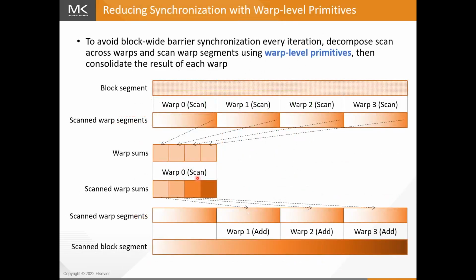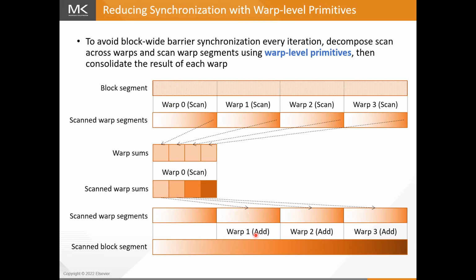We also looked at using warp level primitives to further reduce the synchronization. We learned that threads in the same warp can communicate with each other and synchronize with each other in a way that is faster than threads in different warps. So we took advantage of that by decomposing our block segment into a segment for each warp, having each warp perform a scan of its own warp level segment, and then taking the warp sums and scanning those warp sums to have the scanned warp sums. Then later on, every warp will take the element that represents the sum of all the elements in the previous warps and add that element to its own result.